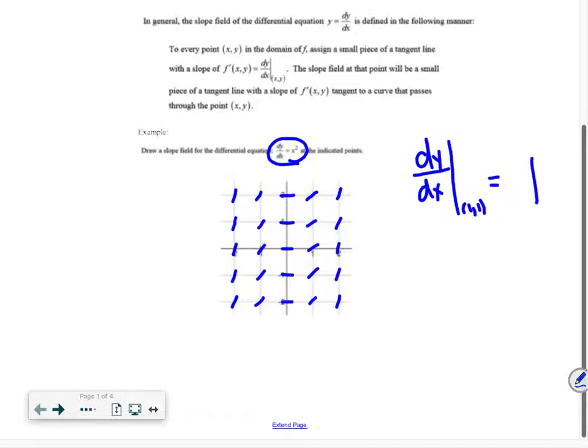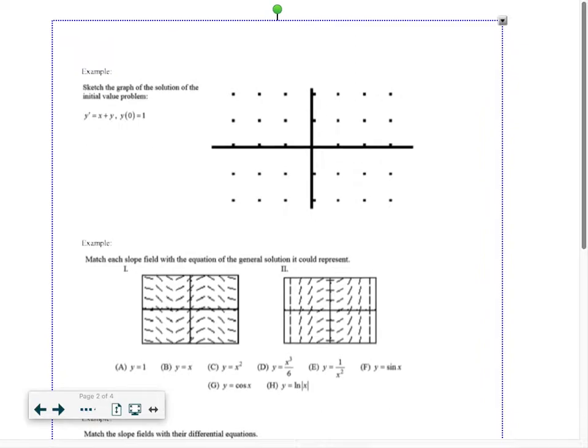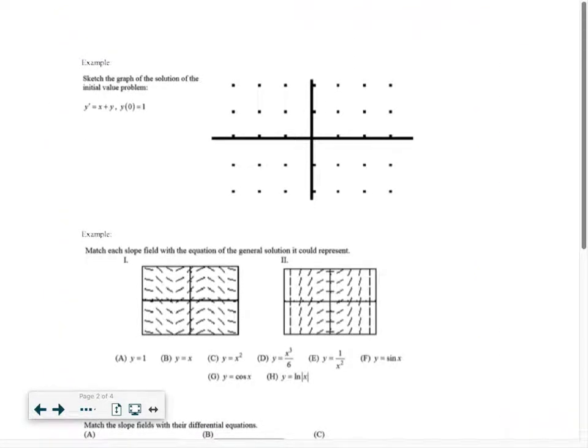So, I would like you to take some time and work on this slope field for me. Don't do the initial condition yet, I just want you to work on the slope field. Okay? Feel free to work together, compare slopes, but I need you to take all those dots. y prime is x plus y.